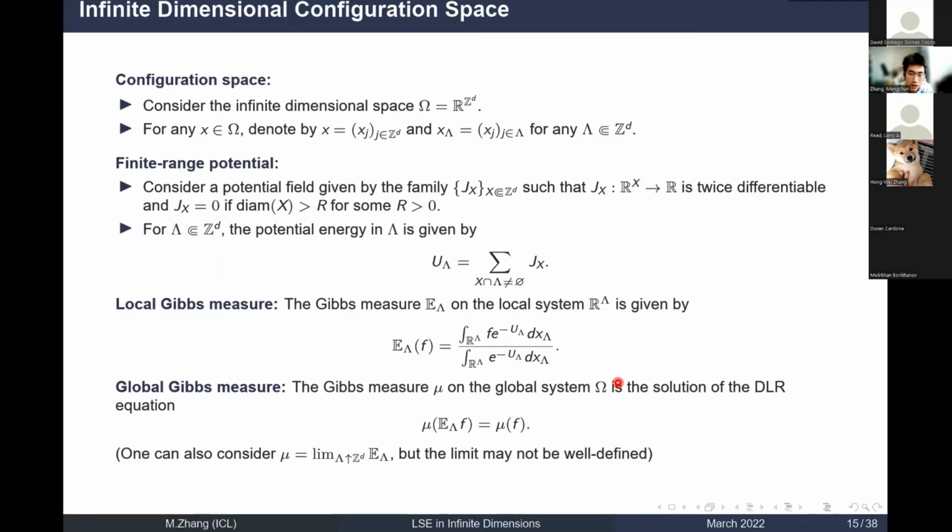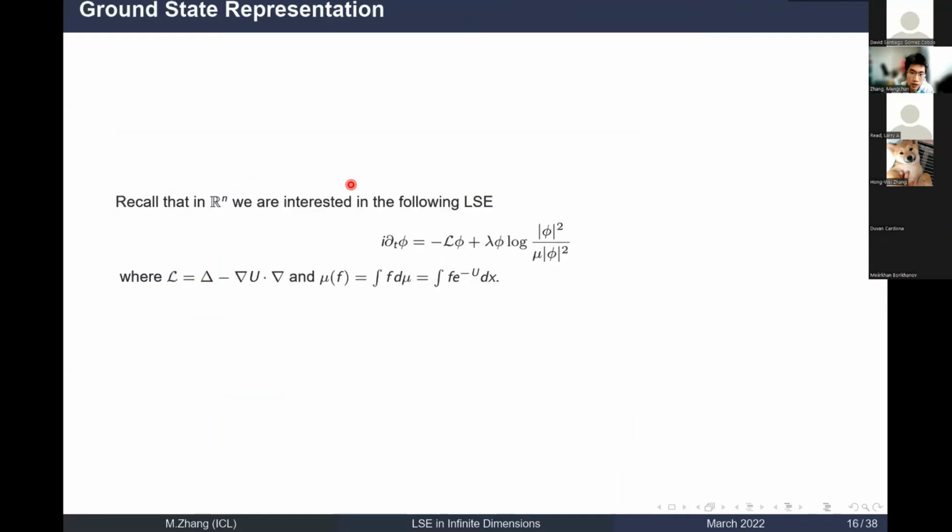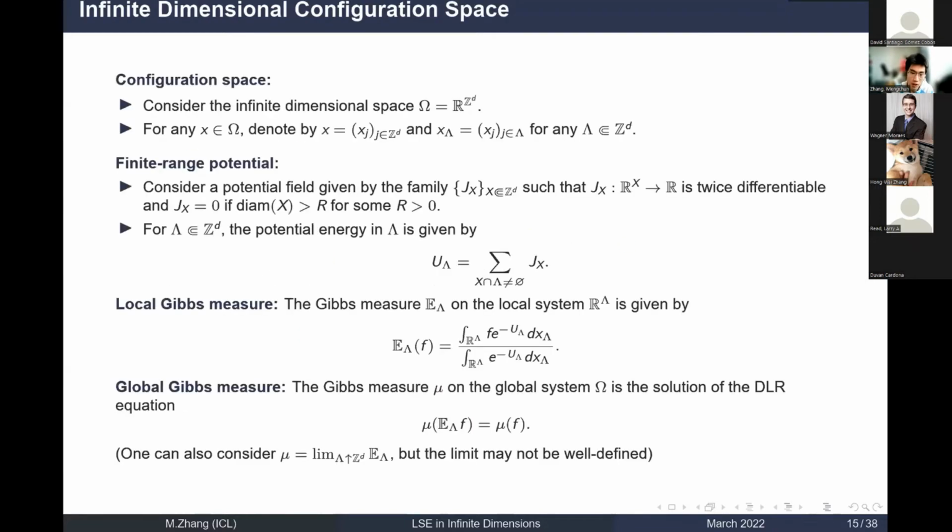configuration for the space. Now we will use this setup to properly define our logarithmic Schrödinger equation in infinite dimensions. To do this, let's quickly recall that our equation takes this form, because we only concentrate on the transformed equation, where mu is this Gibbs-like measure, and L is this operator. And what we do is we substitute all these setups in here.